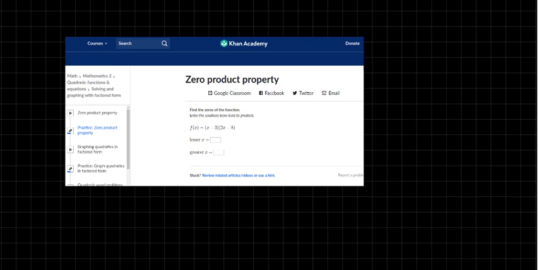Okay, so we're going to talk about the zero product property, and that is in Mathematics 2, and we'll be solving and graphing in factored form. Let's go ahead and get started.